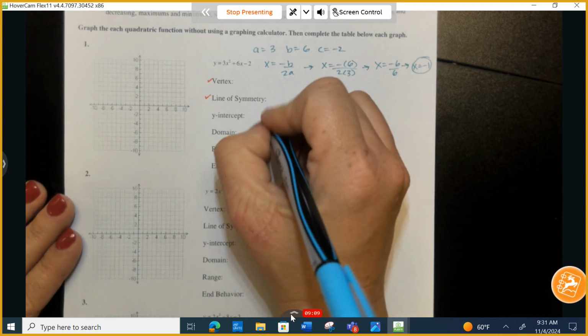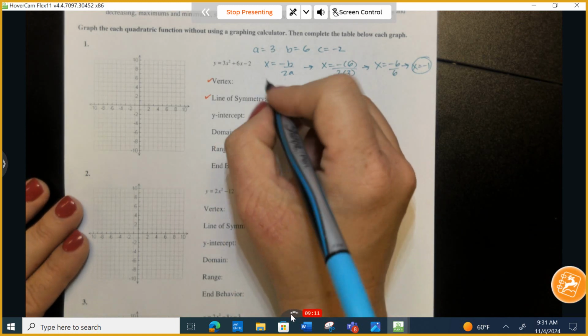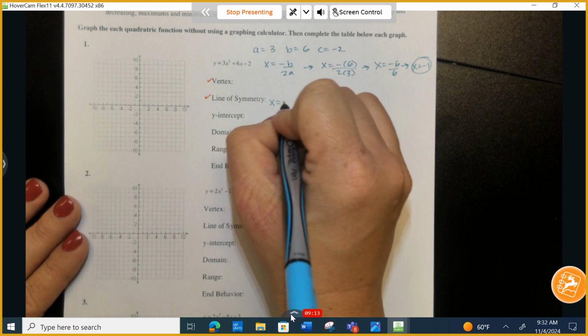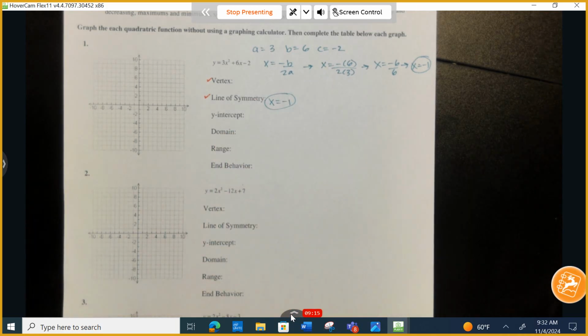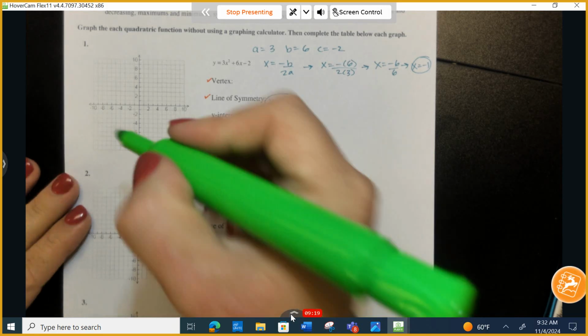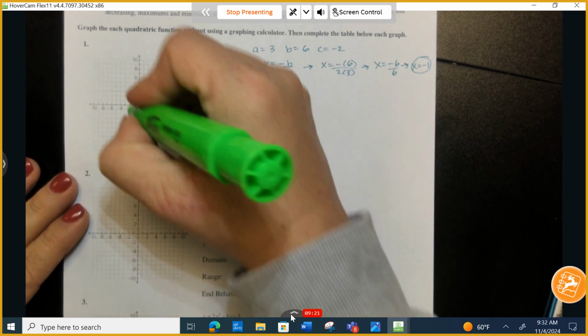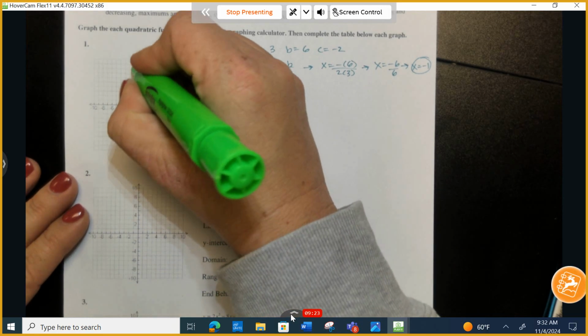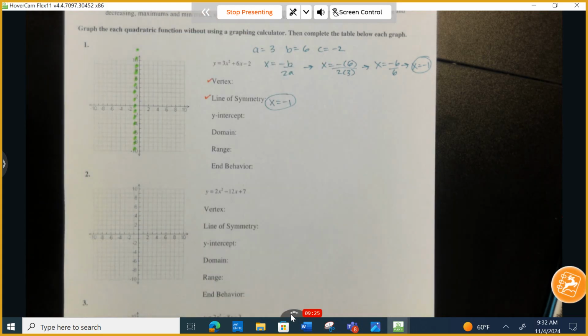By a raise of hands, who had x equals negative 1? Maybe you didn't get that far. So I'm going to come over here and write x equals negative 1. That is the equation for the axis of symmetry, also known as the line of symmetry. All right, then I'm coming over here, and I'm making this dotted line at x equals negative 1.